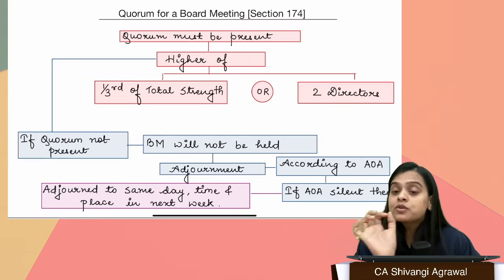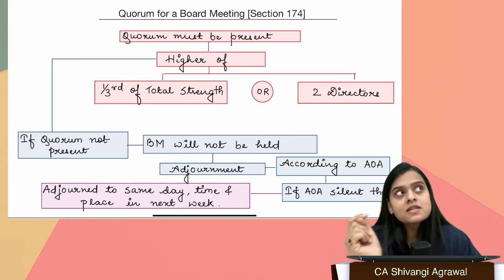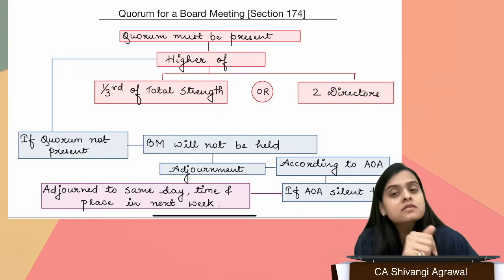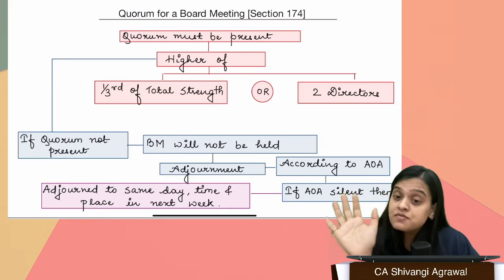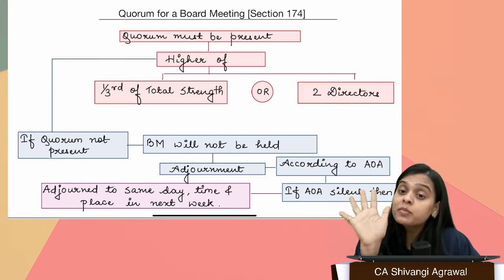One-third of total strength or 2 directors, whichever is higher. So if I say there are 15 directors in a company, 1/3 of 15 is 5. 5 or 2, whichever is higher, is 5. So in this case, the quorum will be 5.